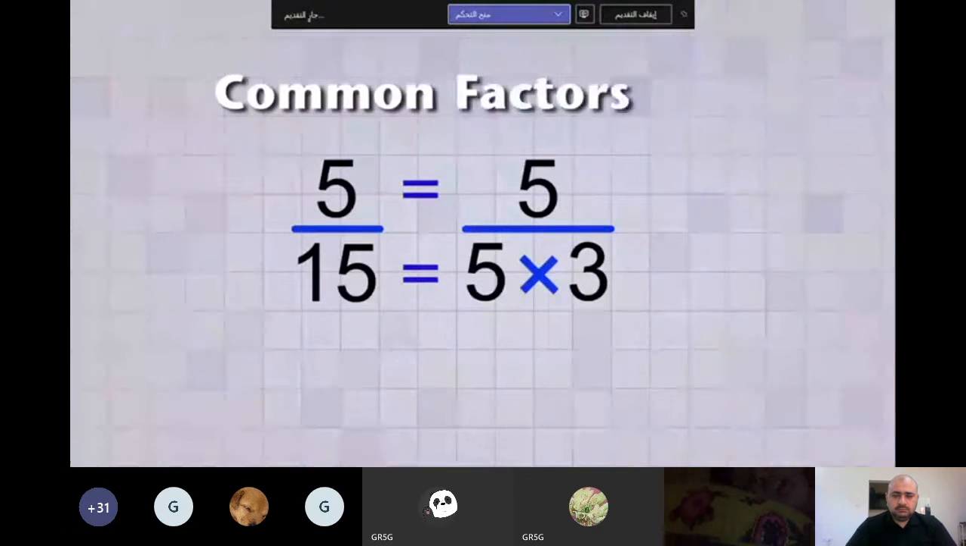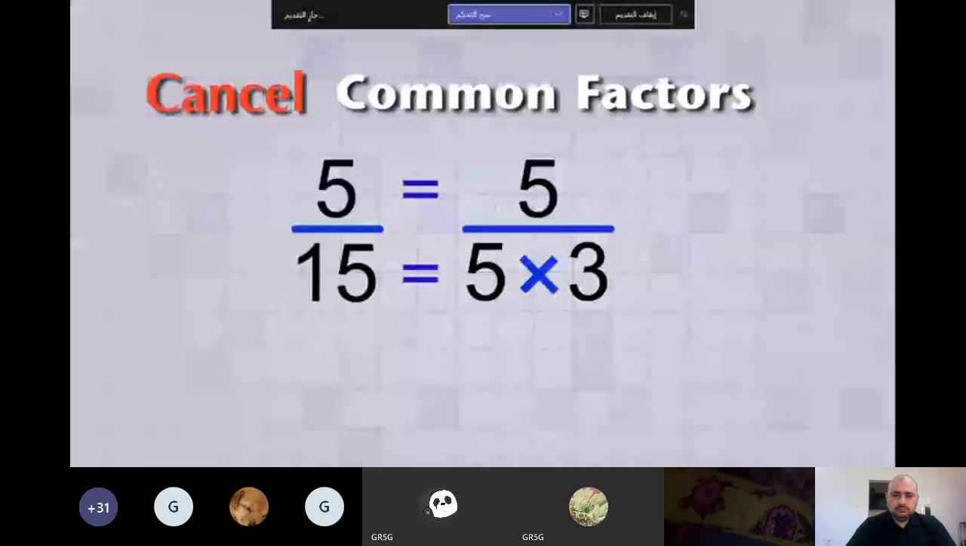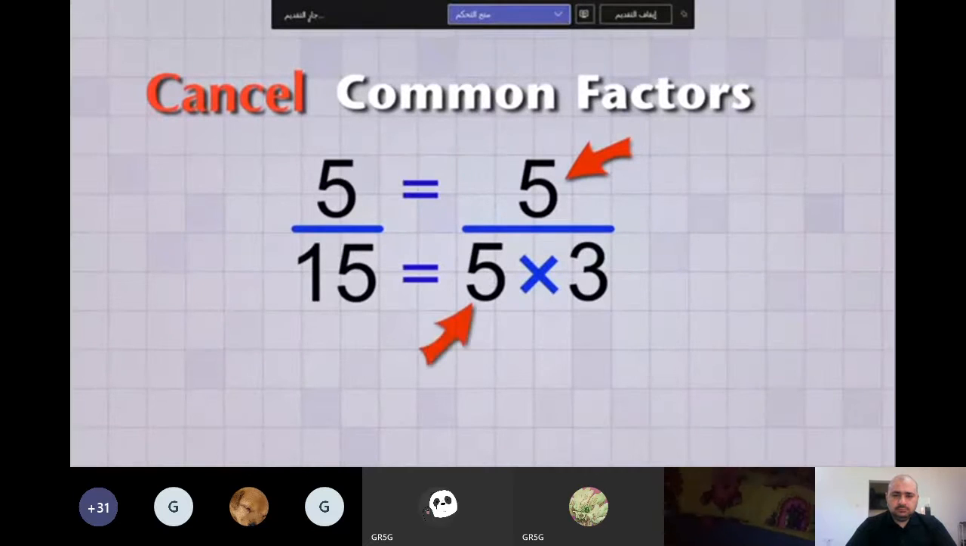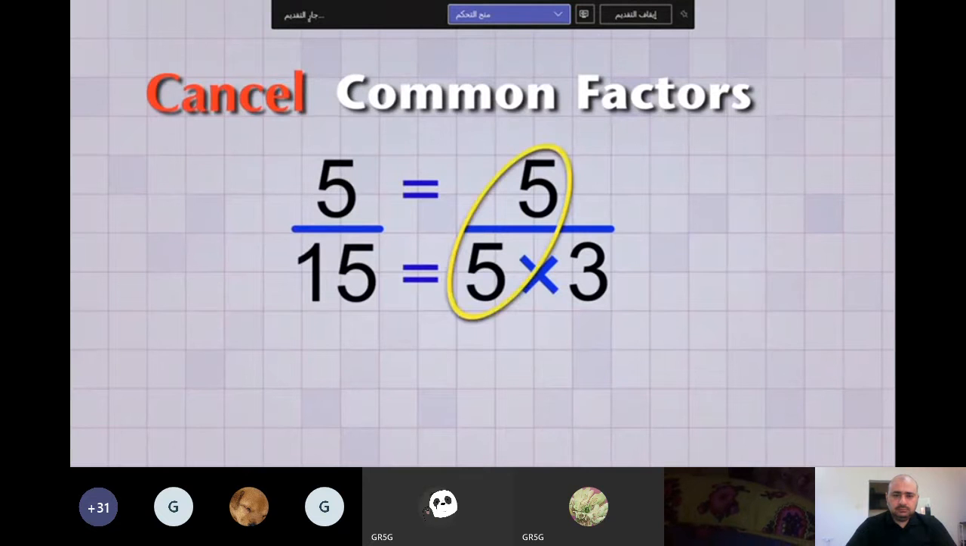Step 2 is to look for common factors and cancel them. And we can see that there's a 5 on the top and there's a 5 on the bottom. They're not directly over each other, but that doesn't matter. They still form a common factor pair, and so we can cancel them out like this.